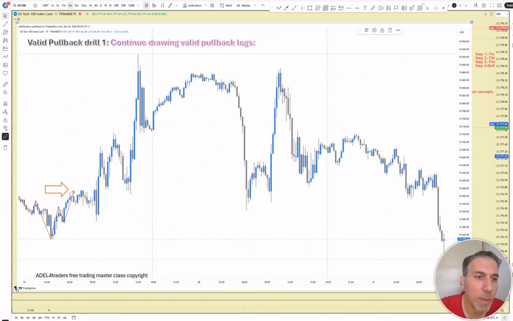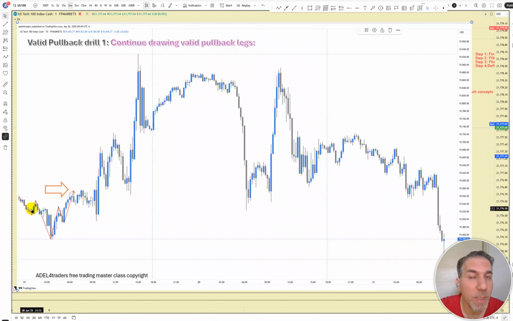Here, for example, we start from the left side of the chart. Here it is going down. When we have the last bearish down-closing candle, and the high of this last bearish down-closing candle is taken.